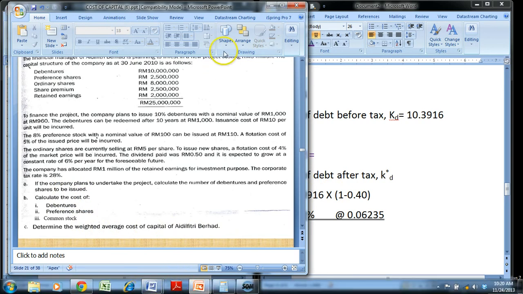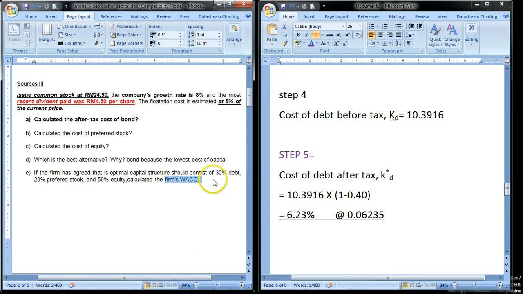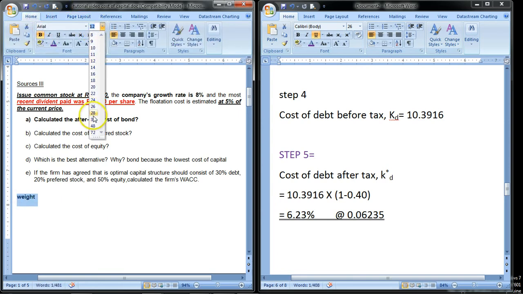So based on the previous question, you need to use 30% of debt, 20% of preferred stock, and 50% of equity. As I told you, class, in this question, the optimal capital structure, the question gives you the 30% debt, 20% preferred stock. We call it weight, W-E-I-G-H-T. So what is weight, class? How many percent the company decides to issue: 30% debt, 20% preferred stock, and 50% equity. Certain questions do not give you the weight.